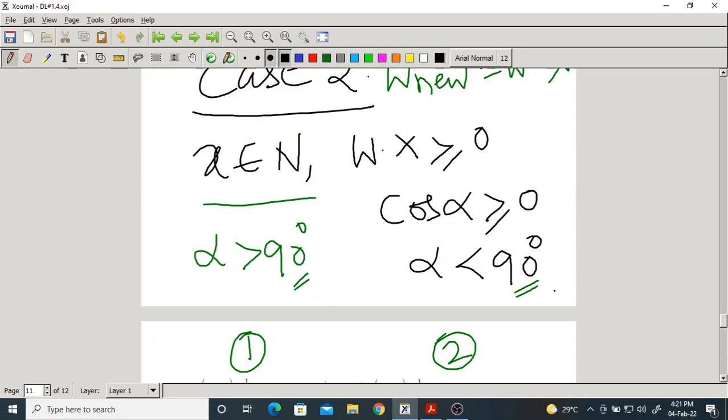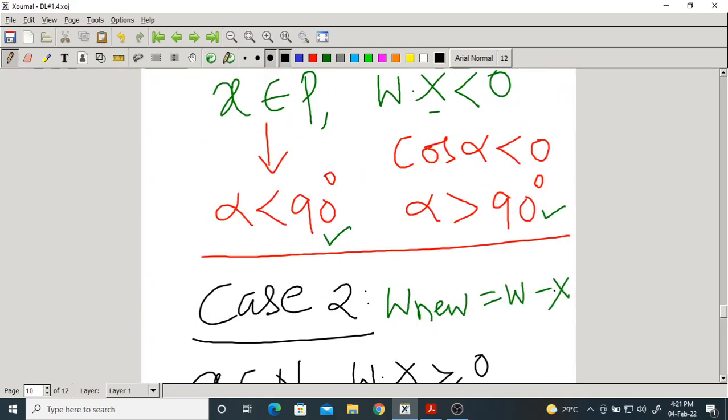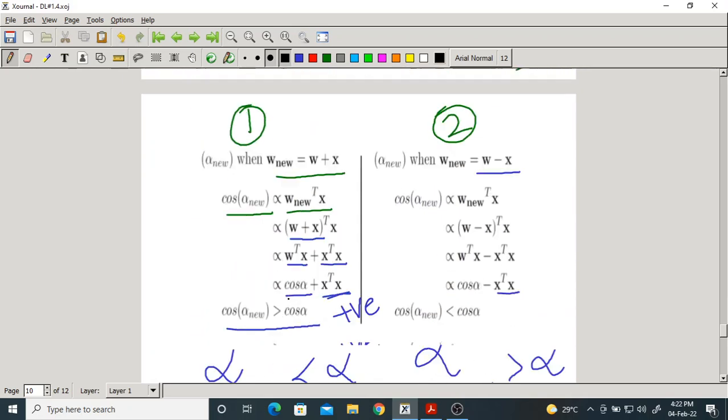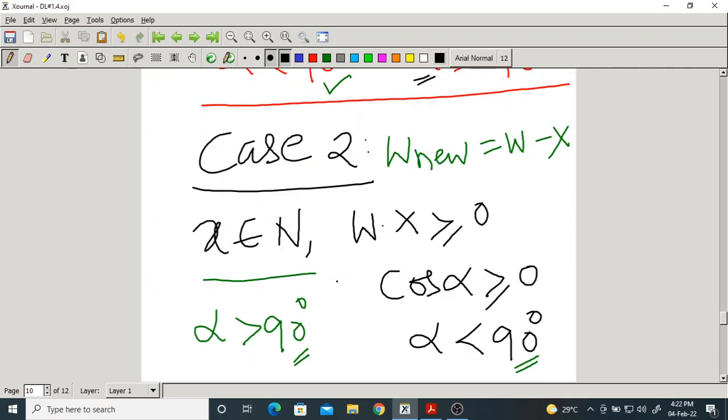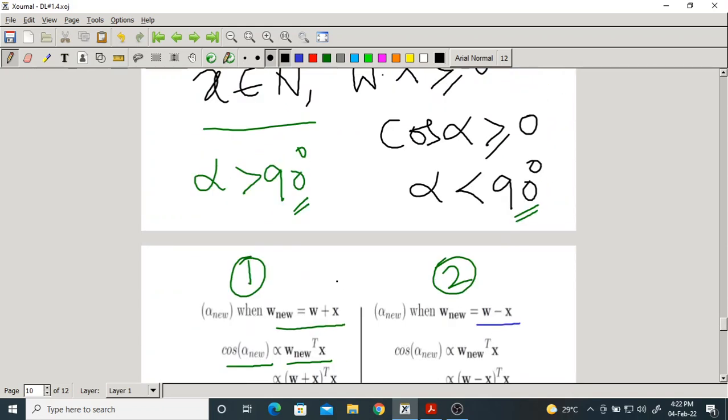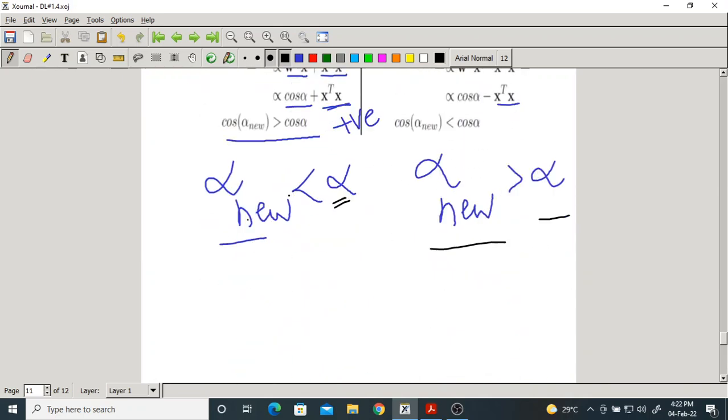So here what should happen? Same thing should happen, no? Here alpha is more than 90, but it should be less than 90, which means we have to decrease alpha. In the first case, alpha should be less, so the new alpha is less than the old alpha. Case 2: alpha is less than 90, but it should be more than 90, which means we have to increase alpha. So the new alpha will be more than the old alpha.